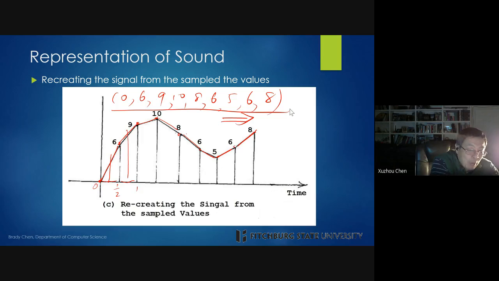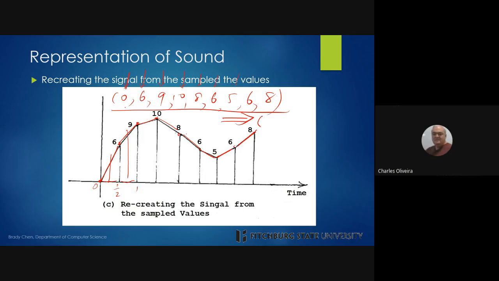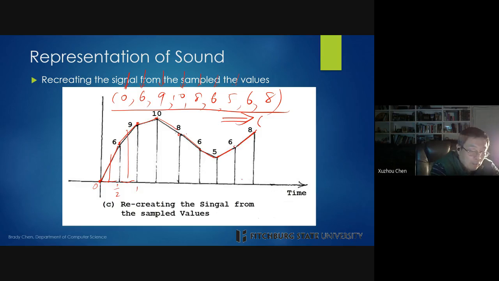So now, how many binary bits do we need to store each of the amplitudes? In this particular case, I think 4 bits should be enough, right? For this particular section of the sound wave.